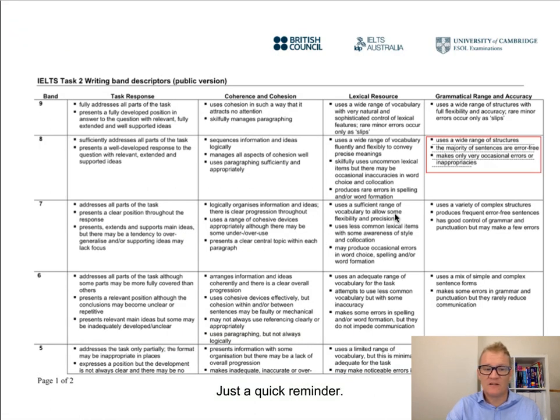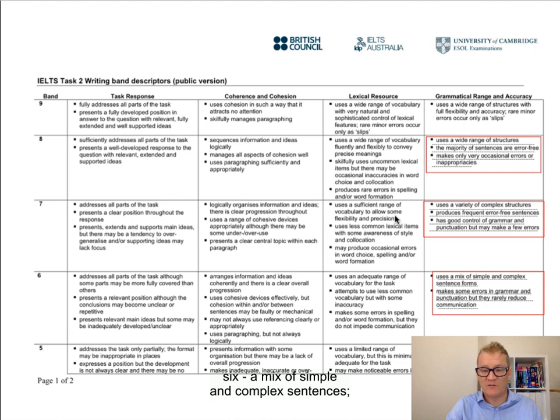Just a quick reminder, for Band 8, we're looking at a wide range of structures. Band 7, a variety of complex structures. Band 6, a mix of simple and complex sentences. Band 5, only a limited range, so not much range of structures, so lots of repeated structures.